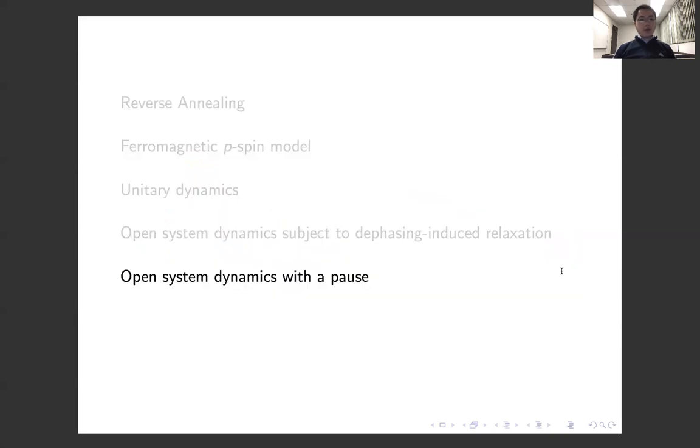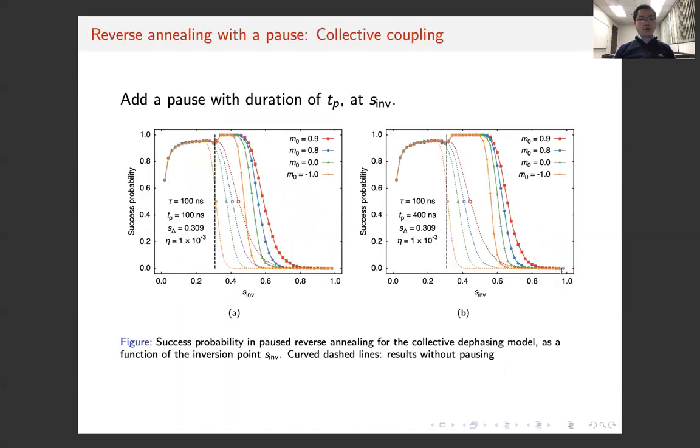At last, we would like to apply pausing to the reverse annealing. By that, we mean applying a pause with a particular duration TP at the S inversion point. The order of TP is around the same as the total anneal time. We can see the results of pausing here. The results are the best compared to the open system simulation without pausing and also the closed system simulation. So we can look at it here. The maximum success probability improves to around 1, and that means 100%.